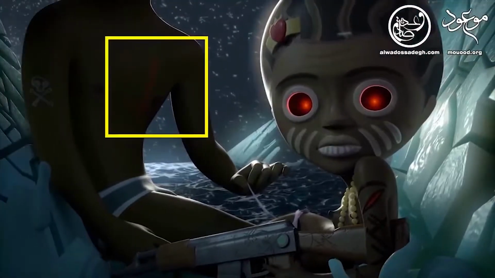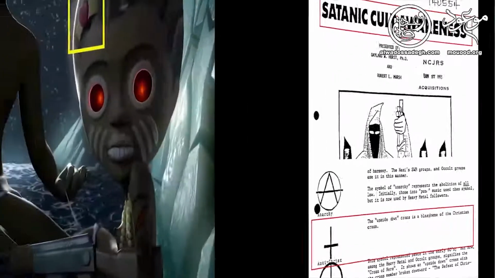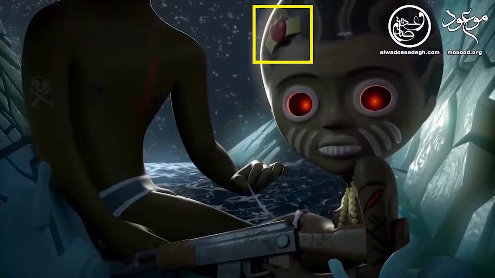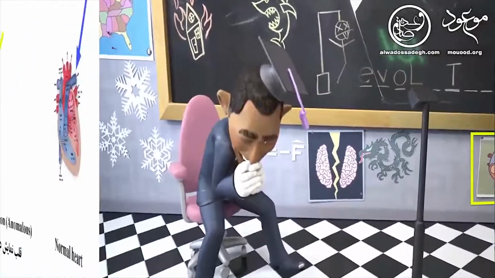On the other hand, we see the image of an inverted cross on the man's chest, which again emphasizes the point that this adult man has anti-religious beliefs. We can also see the picture of a heart on the child's forehead, which although resembles the holy heart of the Christians, it is in fact the heart of the Antichrist.